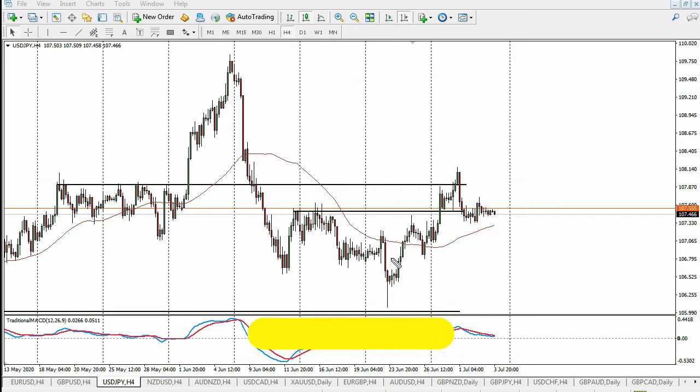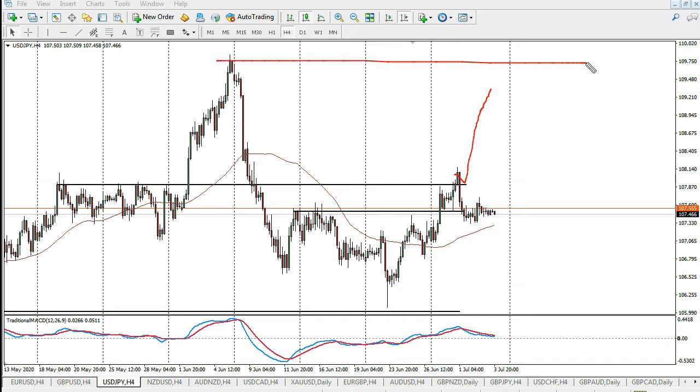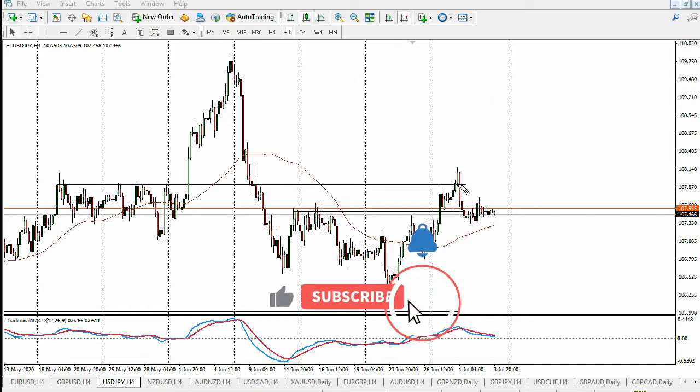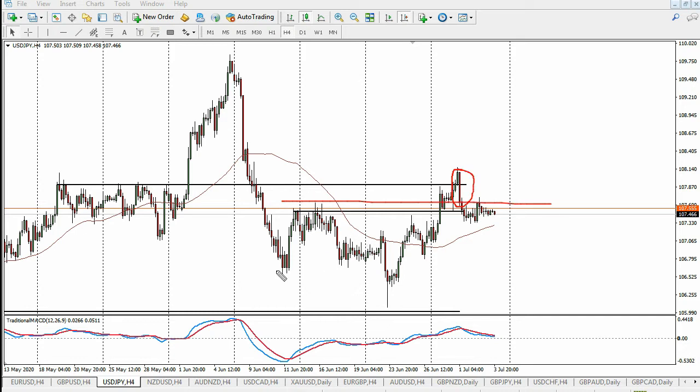So this is the USD yen. As I told you last week, I am neutral about the USD yen. I am waiting for a breakout to take some long positions with my target over here. But last week price broke this level, but immediately moved back to the same zone which I told you about last week. So what will be the next move of USD yen?